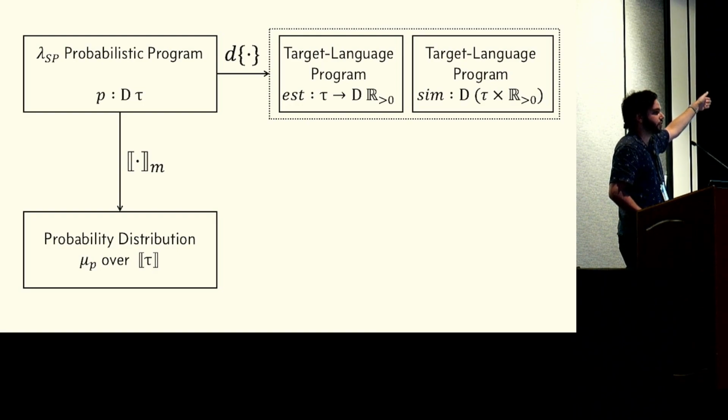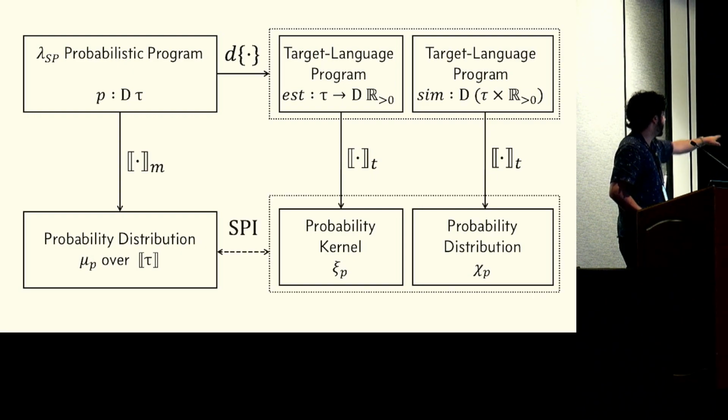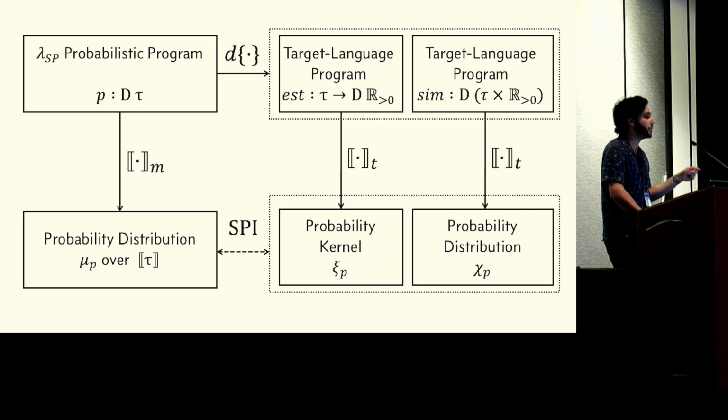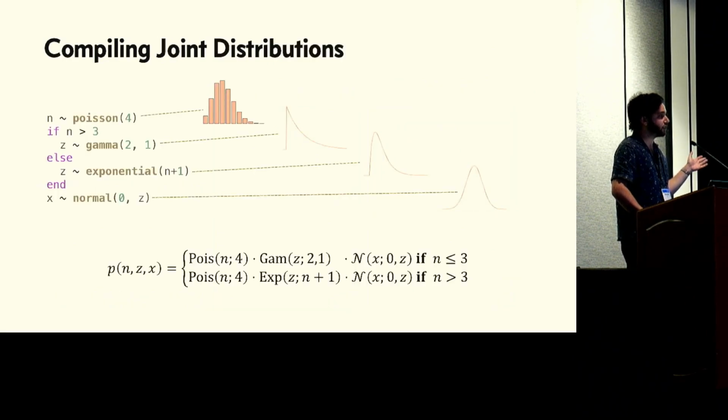And the correctness property that we're going to satisfy is, if we look at the target language semantics of those two produced programs, they together implement the stochastic probability interface for the denotation of the original program. So how does this compiler work? Well, primitive distributions with exact densities are handled just like in standard probabilistic programming languages, and joint distributions are still easy. We can multiply together these estimates, and they become estimates of the joint densities.